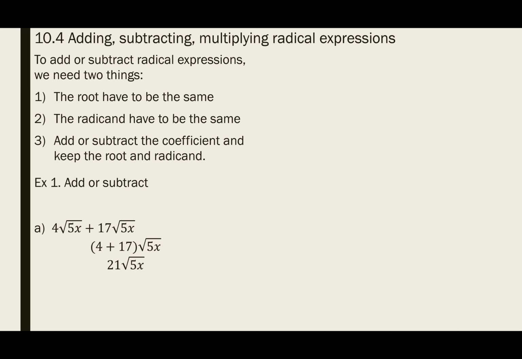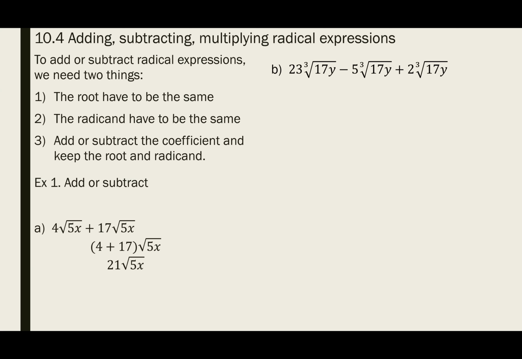Again, think about the square root of 5x as a dollar, right? You have $4, you add it to $17. So in order for you to add, the units have to be the same. I have $4 plus $17, in total I have $21. So in terms of this, I have 4 square root of 5 added to 17 square root of 5, and in total I have 21 square root of 5.